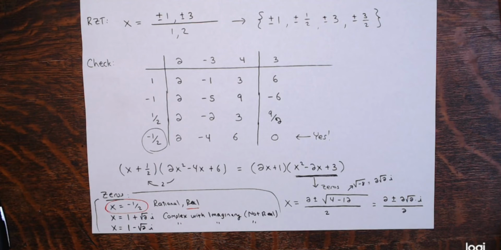So when I go to graph this, the graph will only cross the x-axis at negative 1/2. Remember, the x-axis is a real number line, no imaginaries. And let's see that.